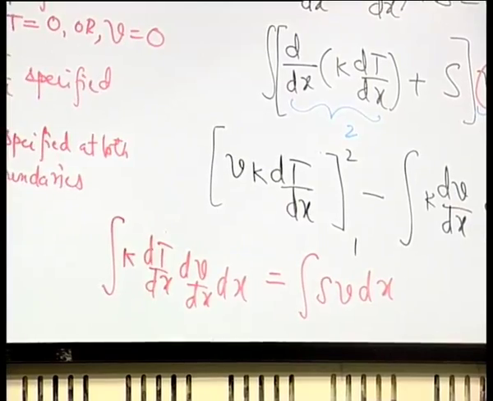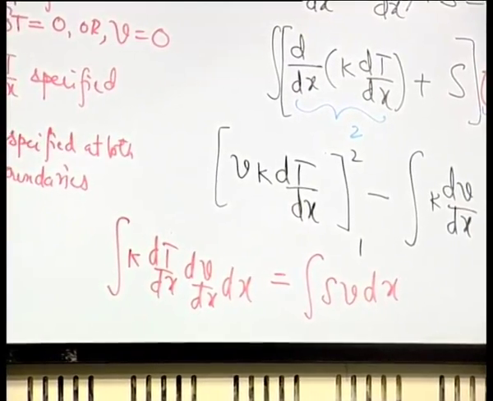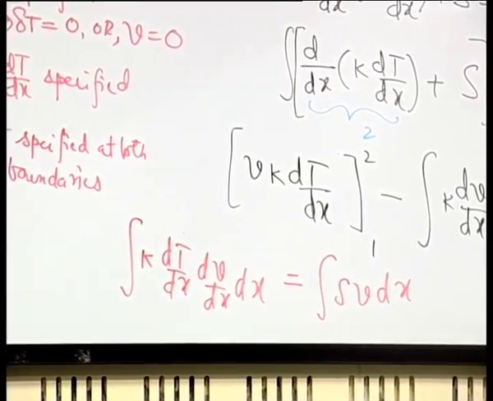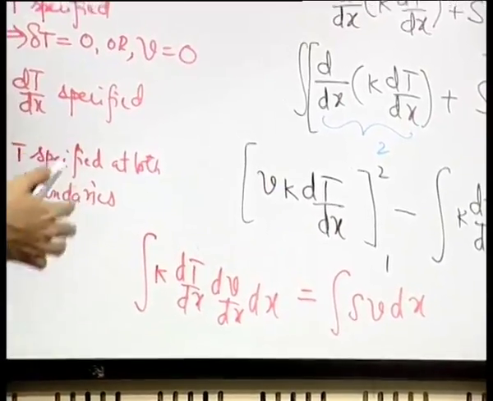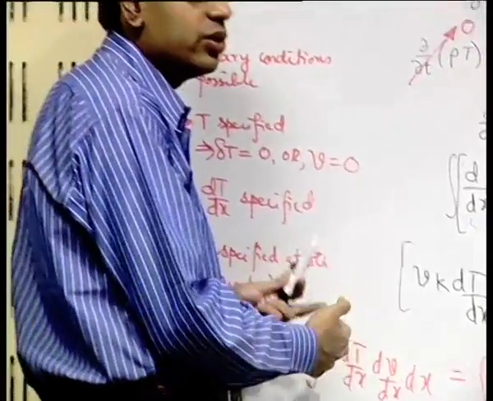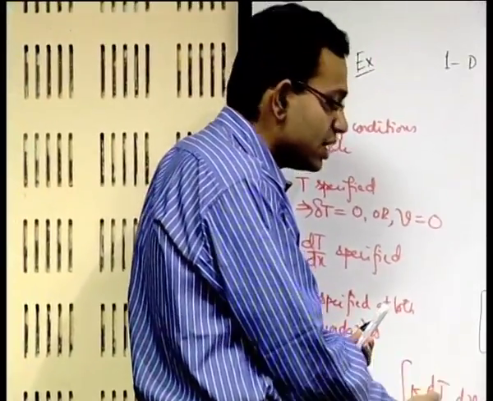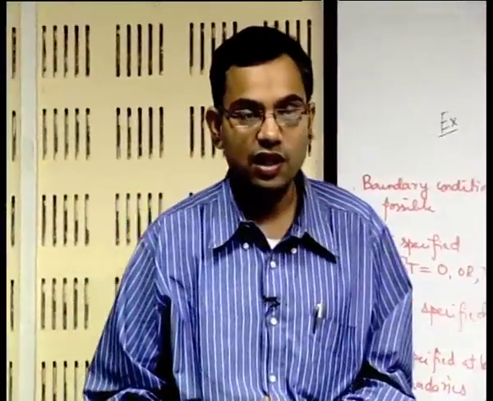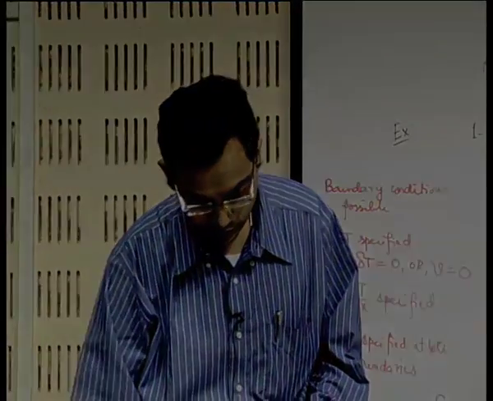So, this is a particular simplified form at which we arrive, and in the next class we will take it from here and see how we can devise approximate solution techniques by using this variational form. We stop here for this class.